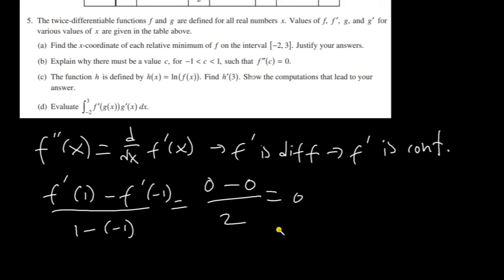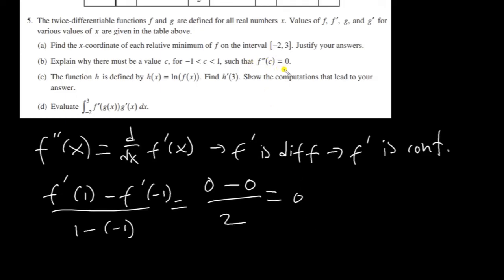Okay? So as you can see, since the average rate of change is equal to 0, then we know that there must be at least one value c where the second derivative is equal to 0 as well. So for the explanation, you can say: by the mean value theorem, there is at least one value c, where c is between negative 1 and 1, such that f double prime of c is equal to 0.